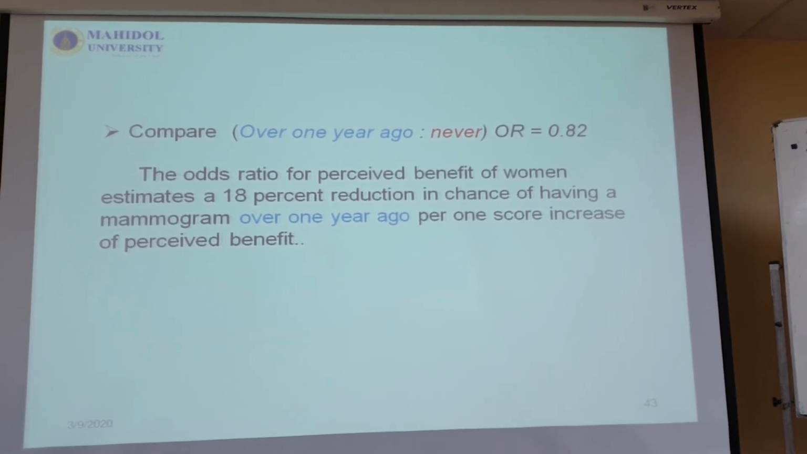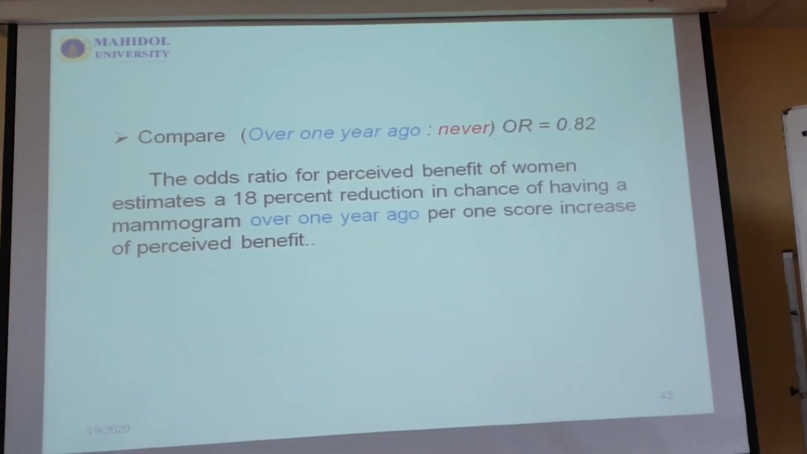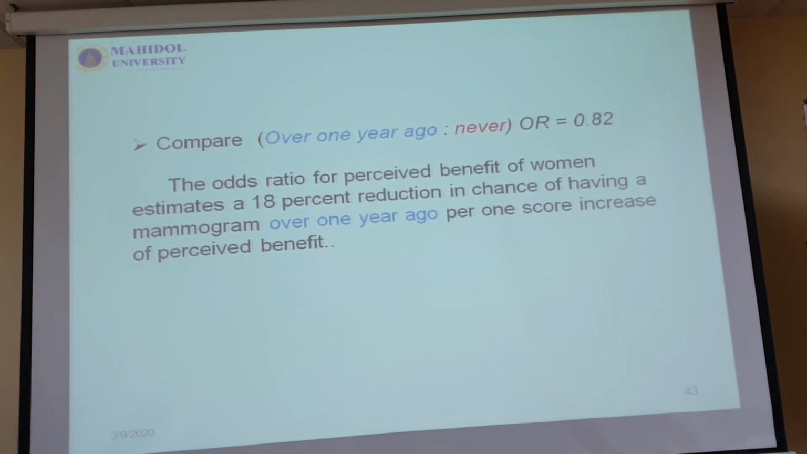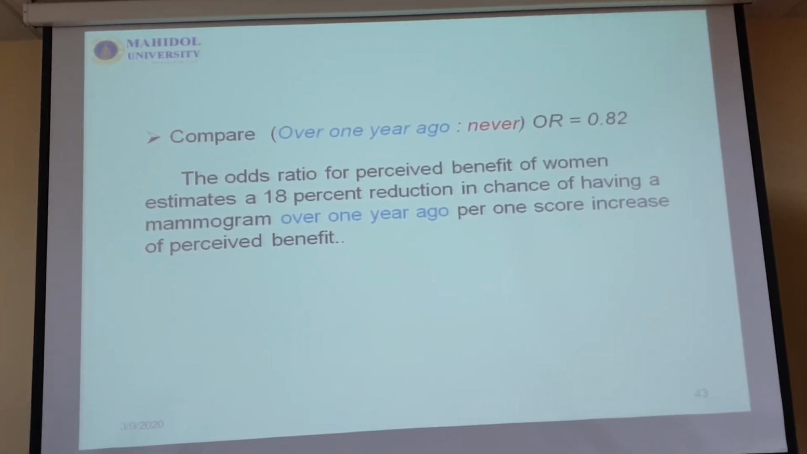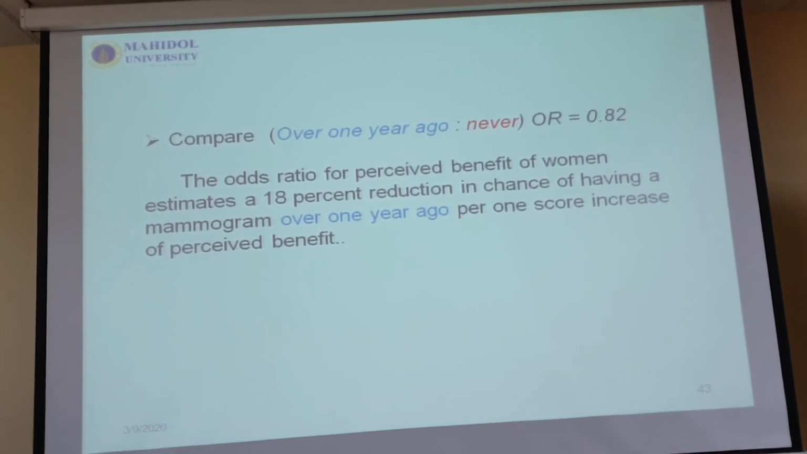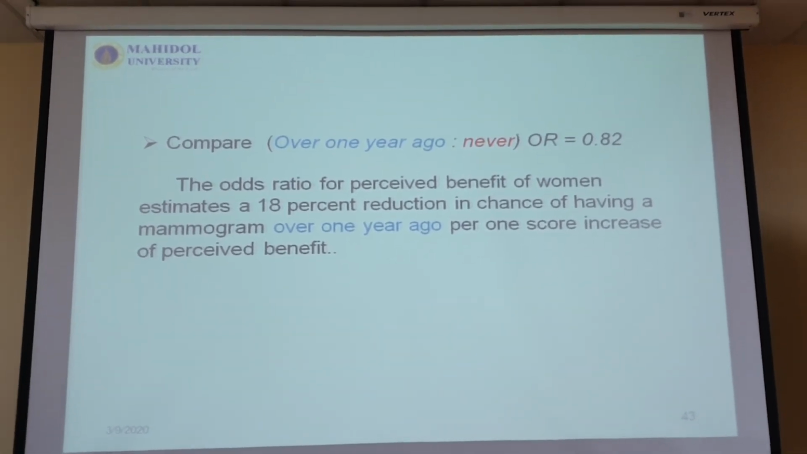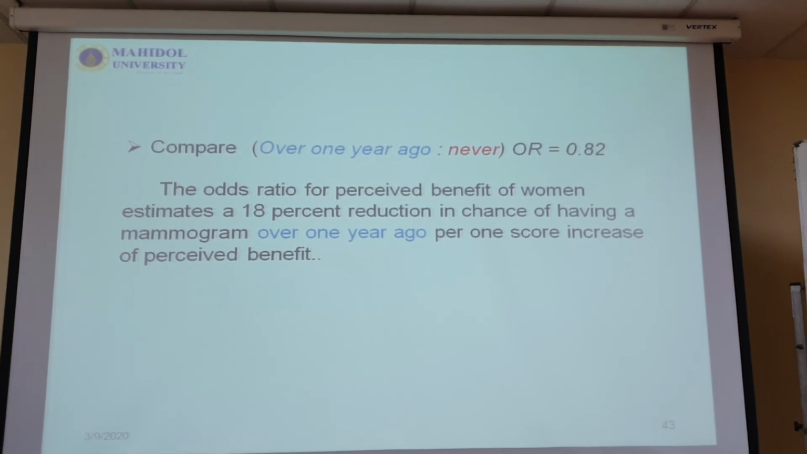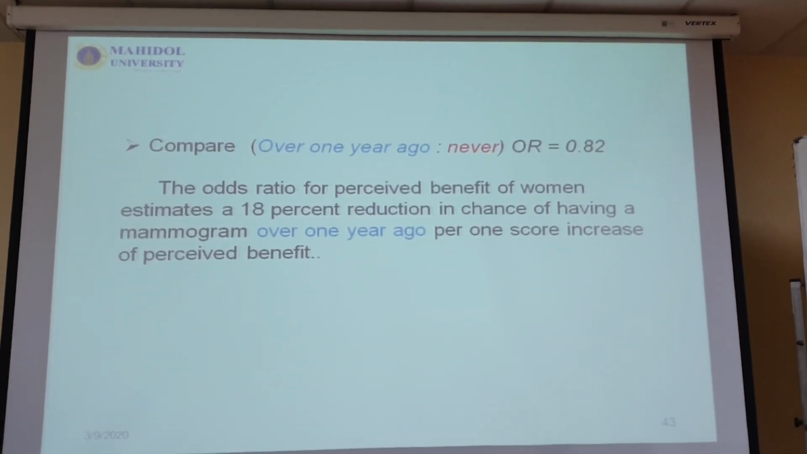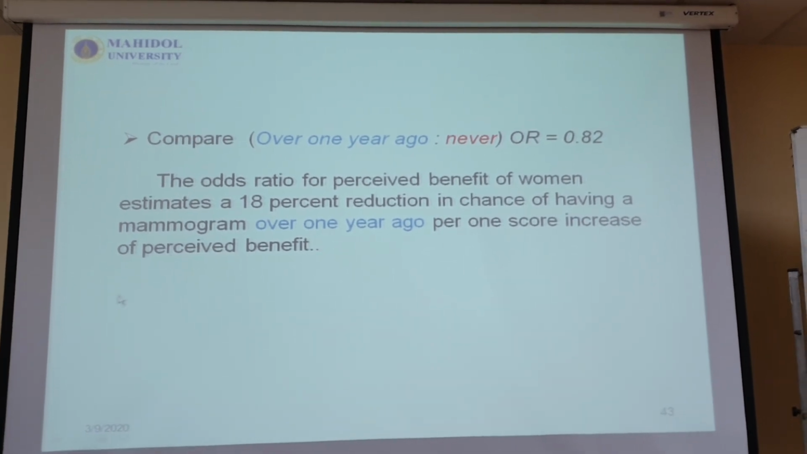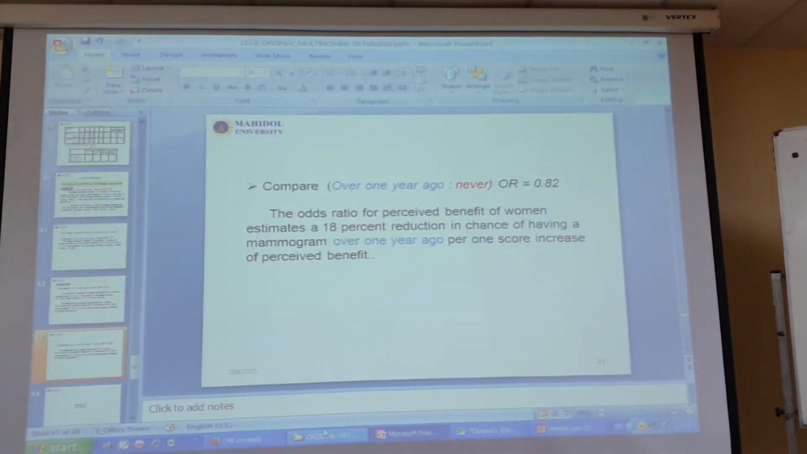So this means that an increased score of the perceived benefit will reduce the chance of having a mammogram within 1 year and over 1 year. Okay, so I think this is all, and you can practice with the other variables.